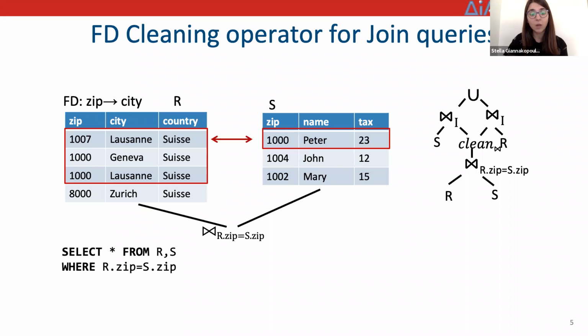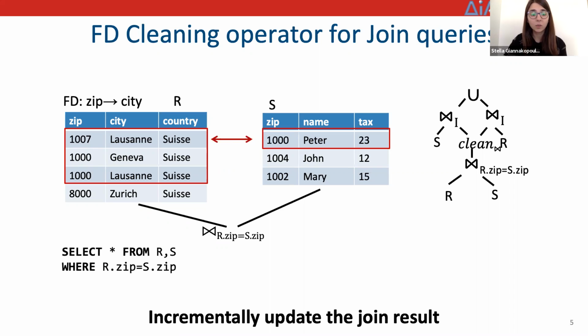Therefore, we need to update the join result after relaxing the result. And to do this, we do it incrementally by taking only the difference in order to avoid recomputing the join from scratch. So the corresponding query plan is shown on the right-hand side of the screen, where we first perform the join between the two relations, then use the clean join operator, and then incrementally update the join result.